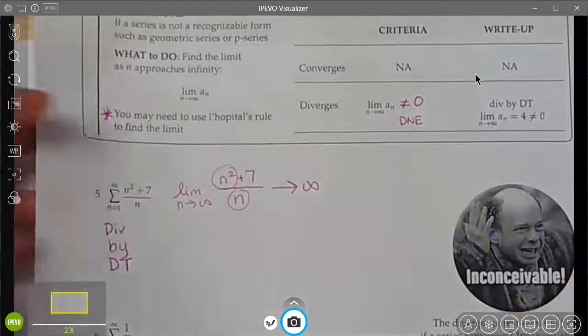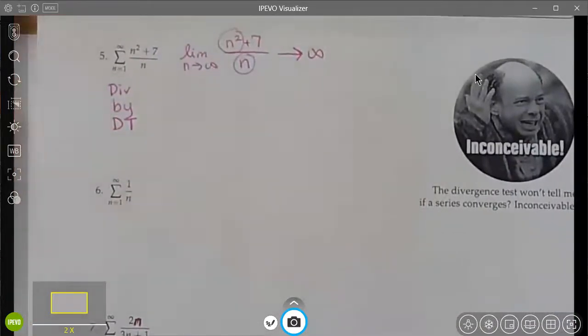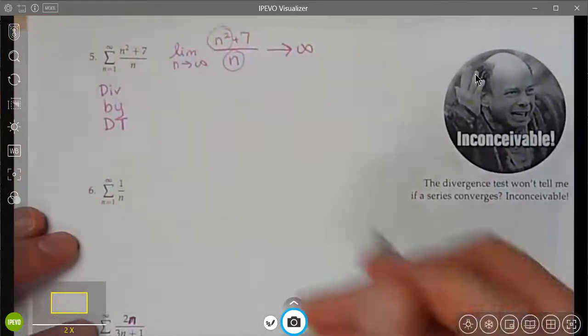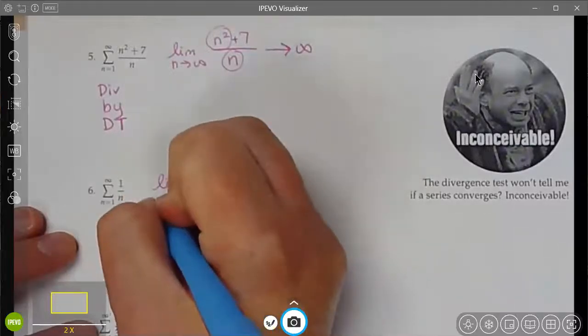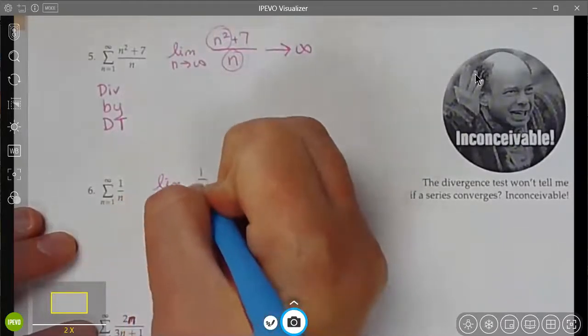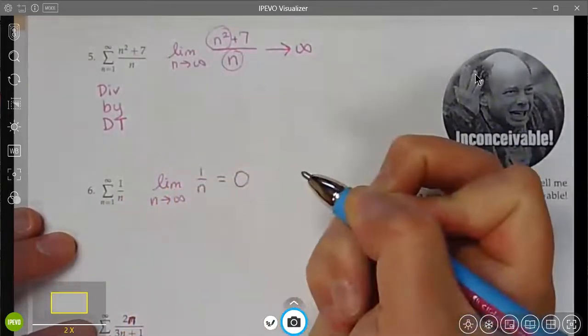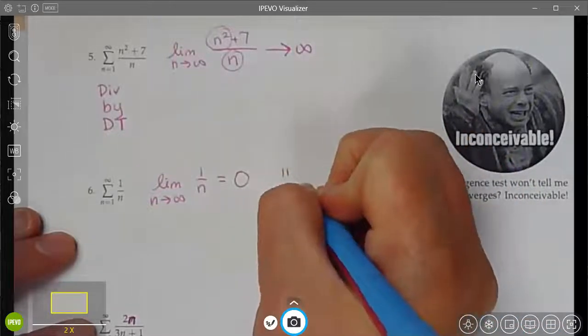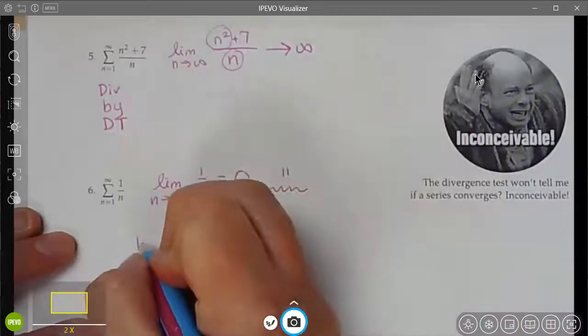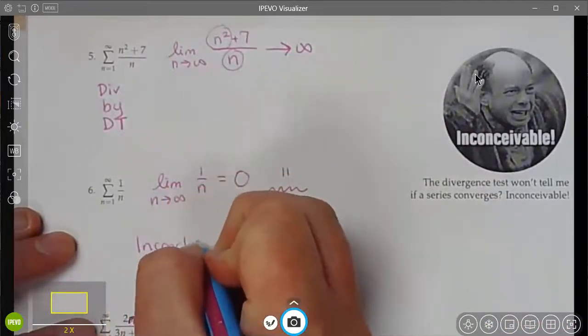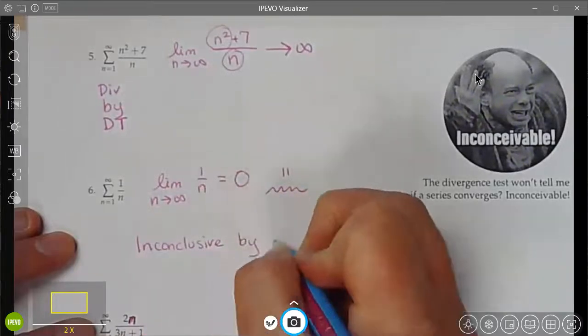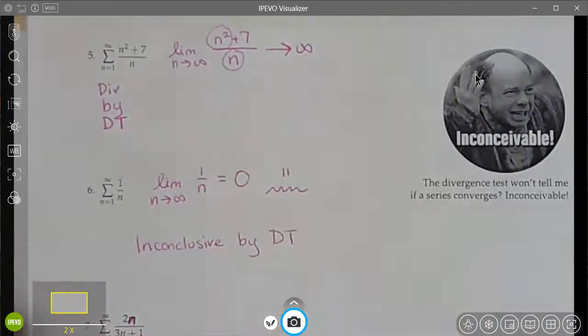All right, number 6, I have the series n equals 1 to infinity of 1 over n. I have the limit as n goes to infinity of 1 over n, which equals 0. Well, that's bad news. I don't know anything. So I would write down that this is inconclusive by the divergence test. You only need to write that if you were specifically directed to use the divergence test to see what you could find out about that series. Otherwise, you don't need to write anything down if that limit is 0.